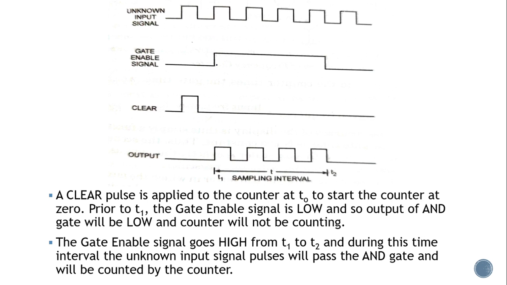Now, we can just see over here, only when your unknown input signal and your gate enabled signal are both high, you will be getting a high output. Again, when your unknown input signal goes low, even though the gate enabled signal is high, you will not be getting a high output. And you will get these particular pulses in your output as long as both the unknown input signal and the gate enabled signal are positive. After that, what happens?